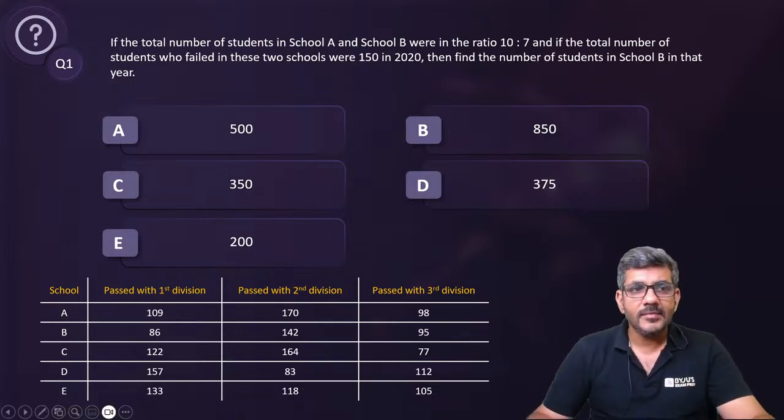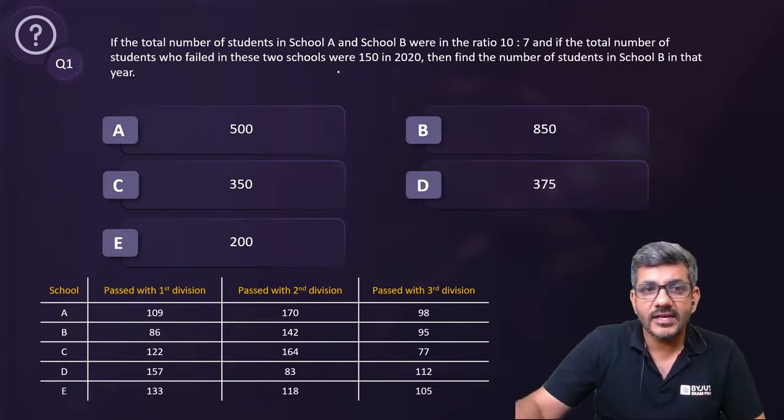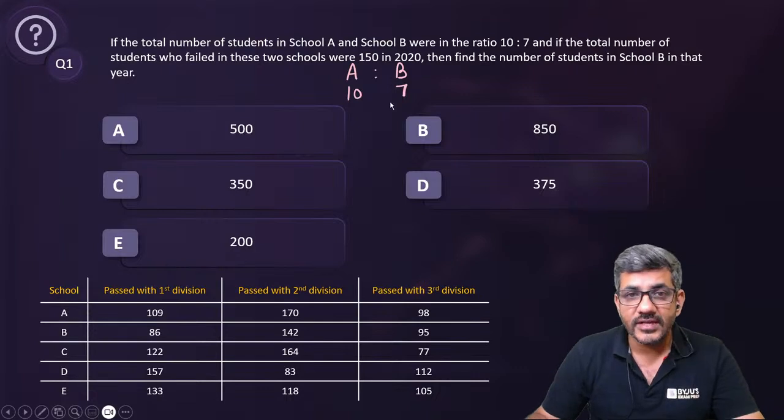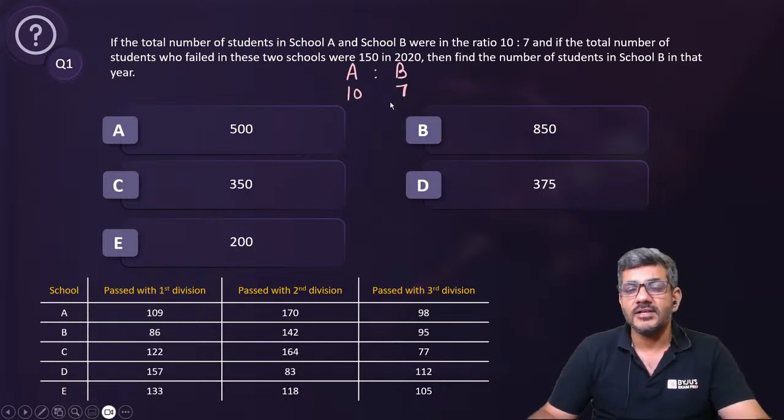The question says total number of students in school A and B were in the ratio of 10 and 7. So number of students in A is to number of students in B, they are in a ratio of 10:7. And if the total number of students who failed in these two sections were 150, then find the number of students in B in that year.